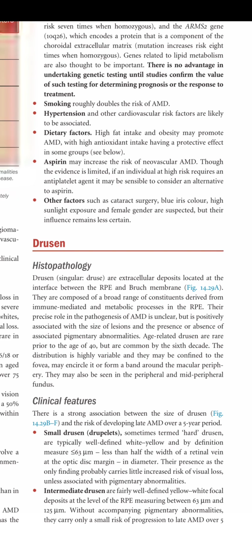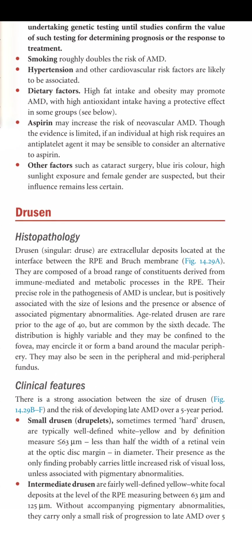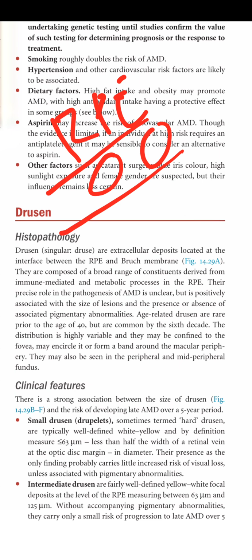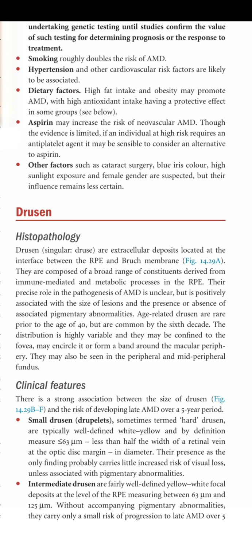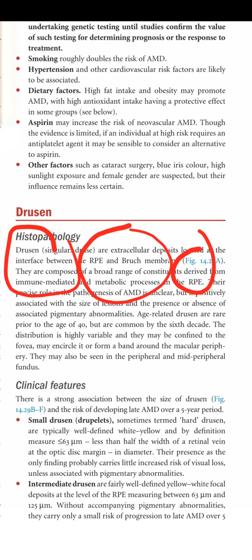Then there are drusens. Drusens, singular drusen, are histopathologic extracellular deposits located at the interface between the RPE and the Bruch's membrane. So you know that below the RPE is the Bruch's membrane, and the drusens usually lie between them. They are composed of a broad range of constituents derived from the immune mediated and metabolic processes in the RPE. The precise role in the pathogenesis of AMD is unclear, but it is positively associated with size of lesion and the presence or absence of associated pigmentary abnormalities. So basically, they can be due to immune mediated or metabolic products from the RPE.